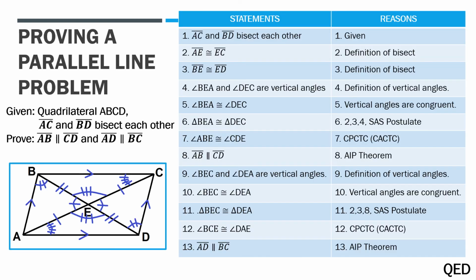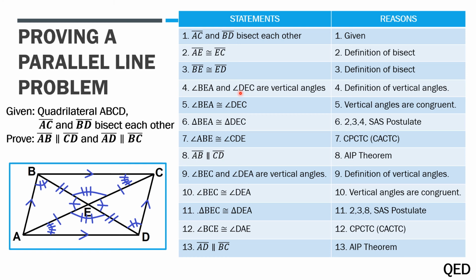Let us now begin with our formal proof. This is quite long. Statement 1 is what we are given and states that line segment AC and line segment BD bisect each other. Statements 2 and 3 are the consequences of statement 1. That is, line segment AE is congruent to line segment EC and line segment BE is congruent to line segment ED by the reason of the definition of bisect.